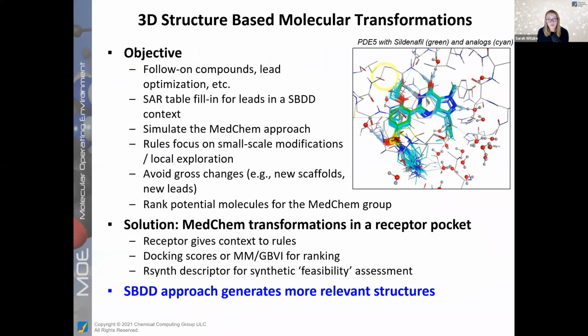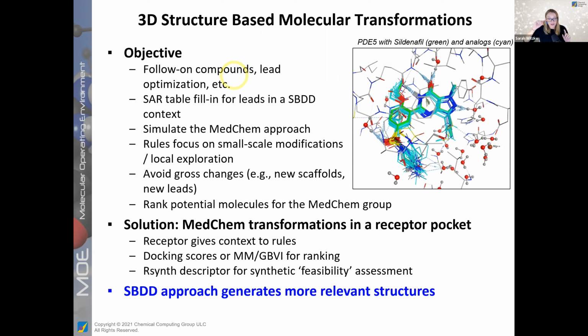So our objective was to create a structure-based molecular transformation. We had a couple of things we wanted to do. We wanted to be able to create follow-on compounds, which you can also call lead optimizations. We also thought about helping the medicinal chemists by filling out their SAR table. And for those of you not familiar with the SAR table, imagine you have your scaffold with different R groups on, and you can have combinations of R1 group versus R2. So you have a table of that and different combinations of them.